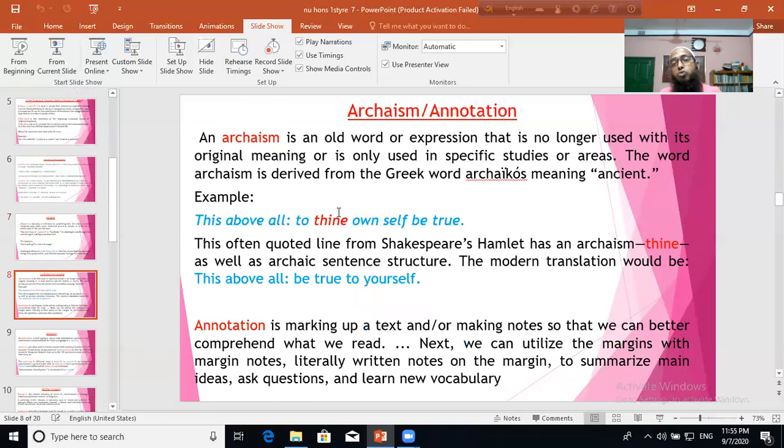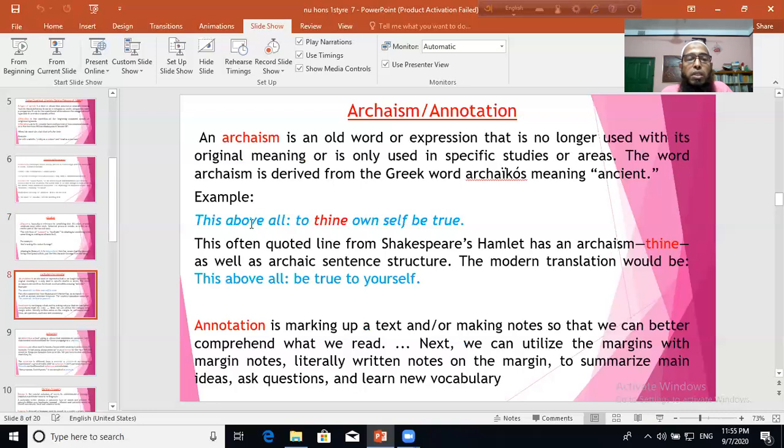Now archaism and annotation. Archaism: when you are reading literature, especially poetry, you will find this type of use of archaism. That's why you need to know what archaism is. An archaism is an old word or expression that is no longer used with its original meaning, or is only used in specific studies or areas. The word archaism is derived from the Greek word archaikos, meaning ancient.